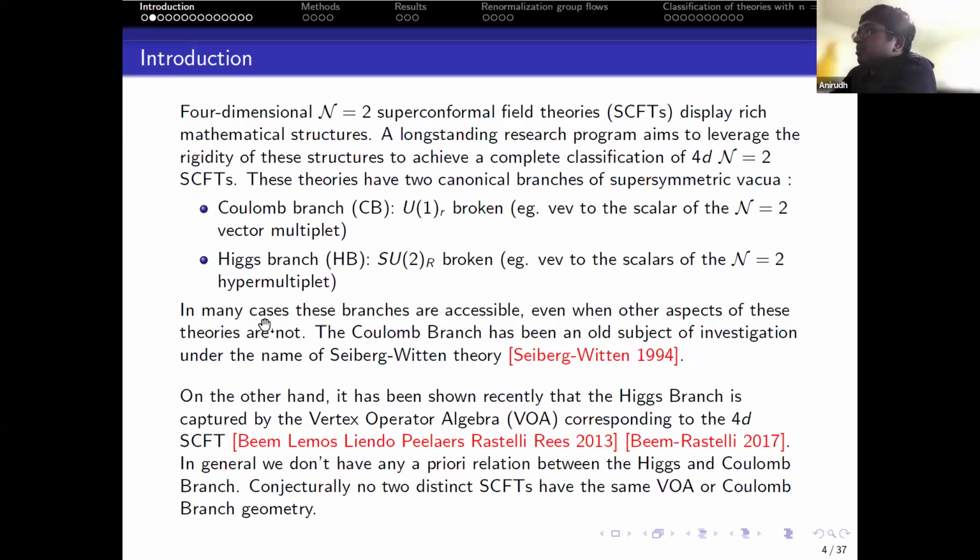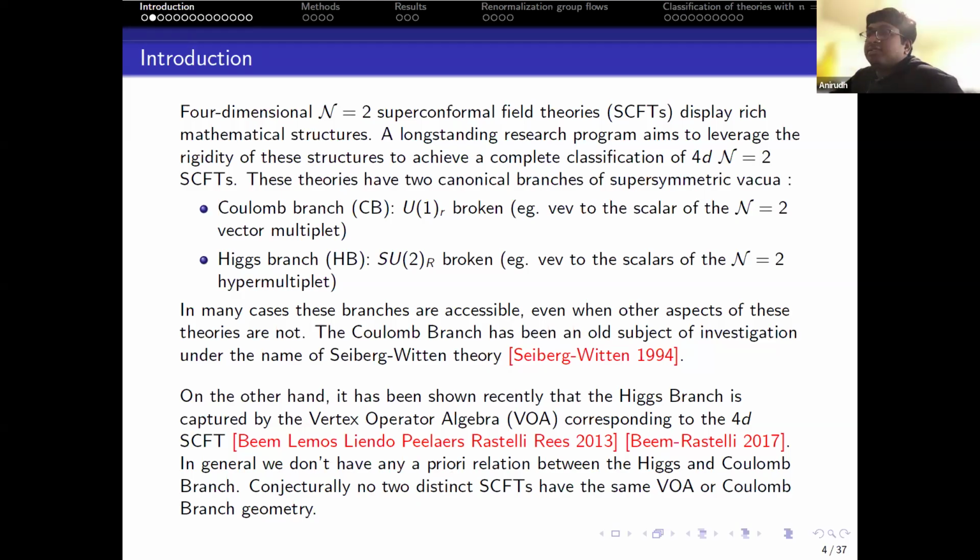And in many cases, these branches are more accessible than other aspects of these theories. For example, the Coulomb branch has been a very old subject of study, in Seiberg-Witten theory, since Seiberg and Witten introduced it in their paper in '94. And then recently, there has been a conjectural correspondence between the Higgs branch and the vertex operator algebras corresponding to 4D SCFTs, for which we had a meeting, in which some of you were here, at Stony Brook.